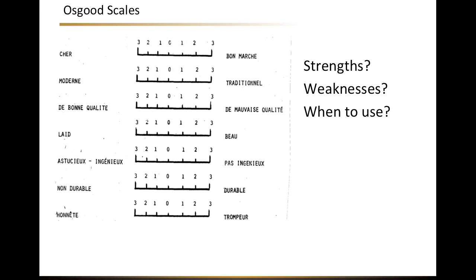Beautiful or ugly, ingenious or not ingenious, non-durable or durable, honest or a liar. See, so it's basically looking at all of those responses, I think only one of them is particularly worthwhile to use this Osgood scale.